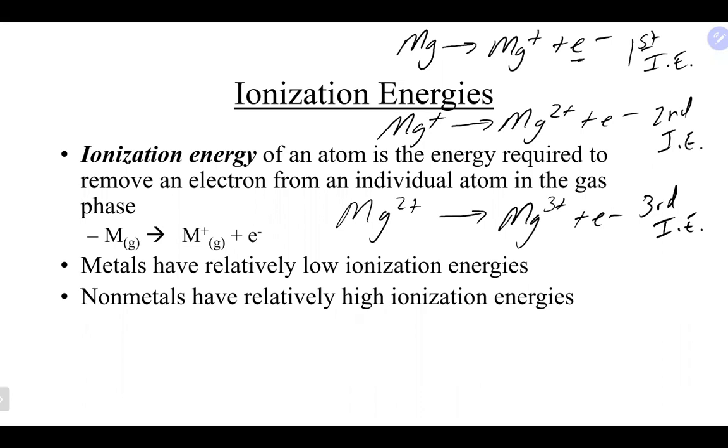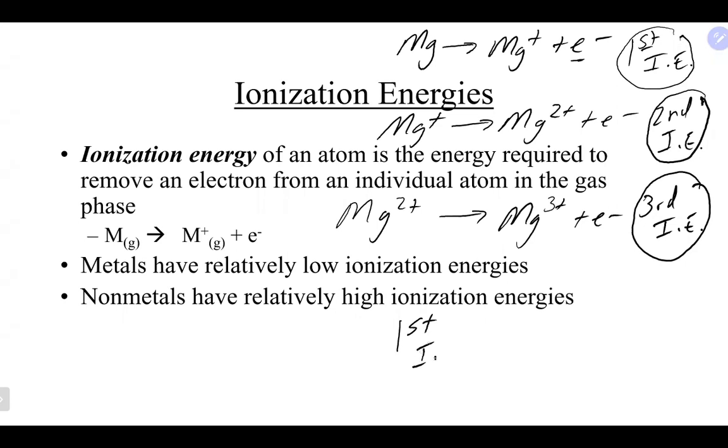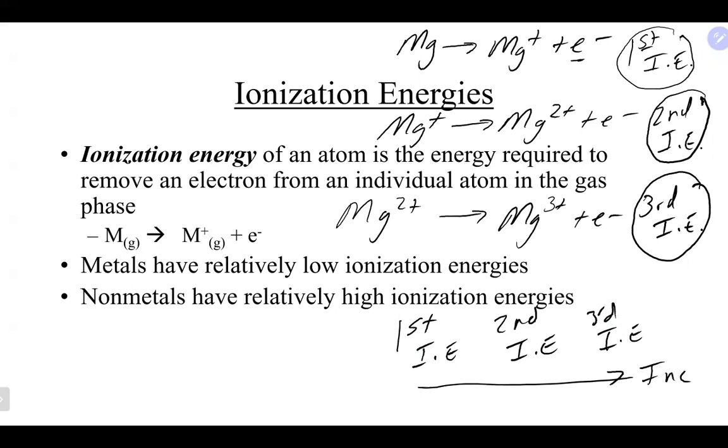So what we see here is the first ionization energy, not too bad. The second ionization energy increases as you take off the second electron, and the third ionization energy increases even more as you try to rip off the third electron as well. So the general trend between, say, first ionization energy, second, and third is it increases as you keep on plucking off electrons.